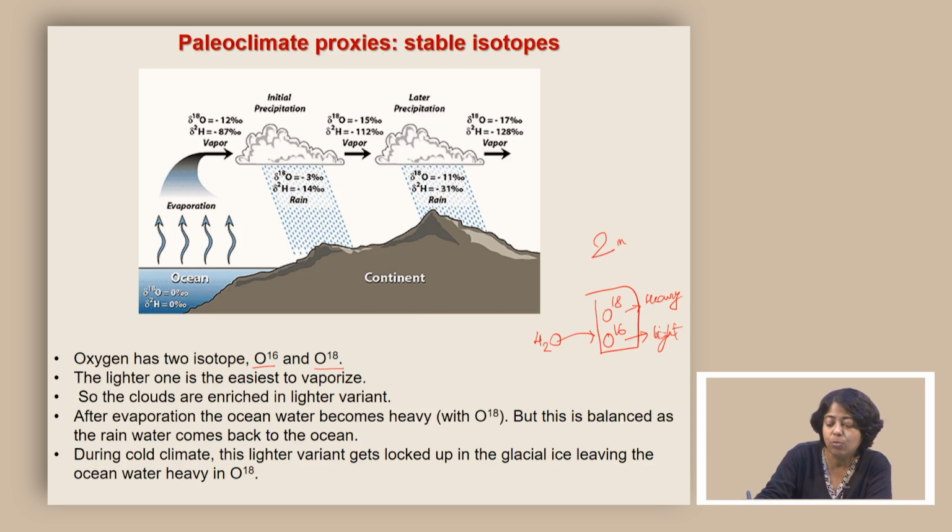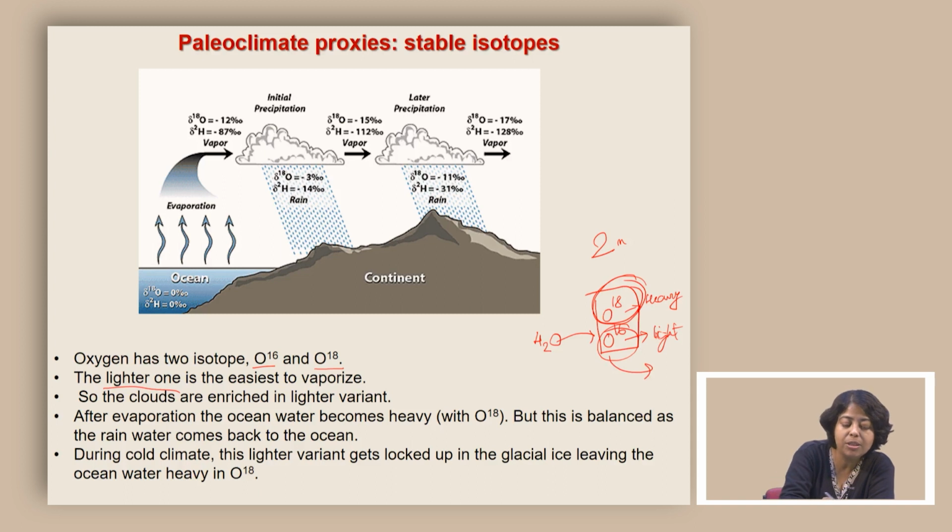Now, because this one is heavy, with the same energy, this will have more vibration and this will have less vibration. And this is one of the reasons why the lighter one is easiest to vaporize. So, every time the water is getting vaporized in the vapor, preferentially the light isotope will go.